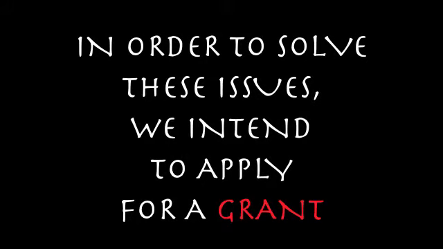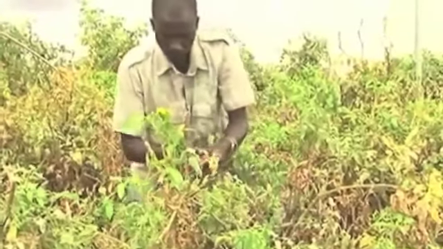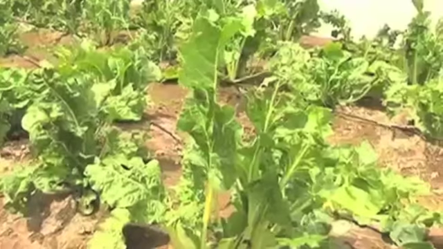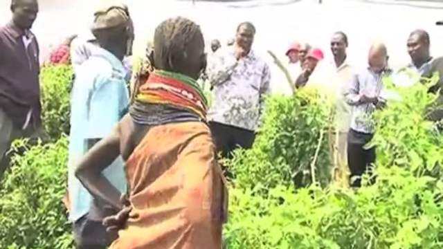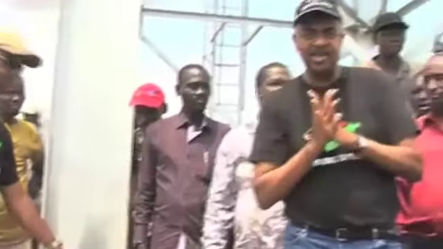In order to solve these issues, we intend to apply for a grant. A portion of our grant will go towards developing centers where farmers can learn about crop variations, proper farming equipment, and irrigation systems. If the service is coupled with an incentive such as a microloan, it would become an attractive prospect for farmers and provide them with the funds needed to purchase equipment for farming.